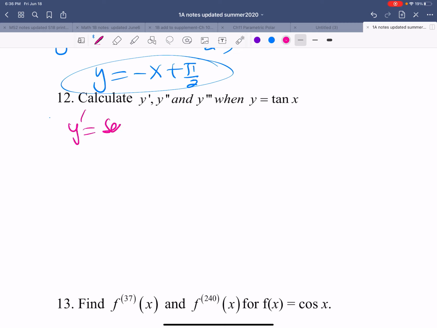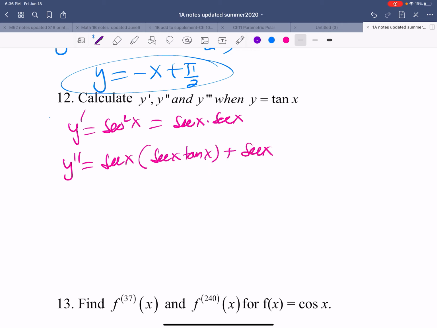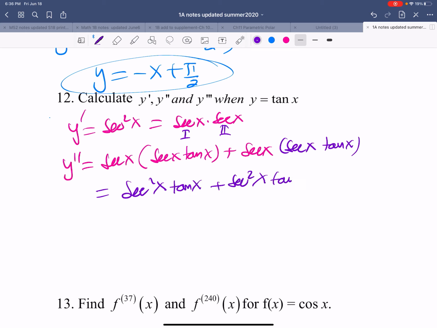Y prime is secant square x, and I can write it as secant x times secant x. Y double prime would be the first function times derivative of second. Derivative of secant x is secant x tangent x, plus second function, which is your first function, second function times derivative of first, which is secant x tangent x. So this turns out to be secant square x tangent x plus secant square x tangent x, which is 2 secant square x tangent x.